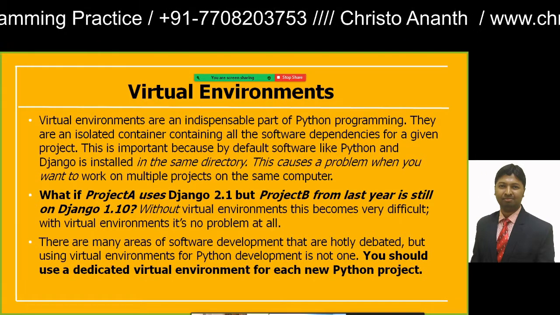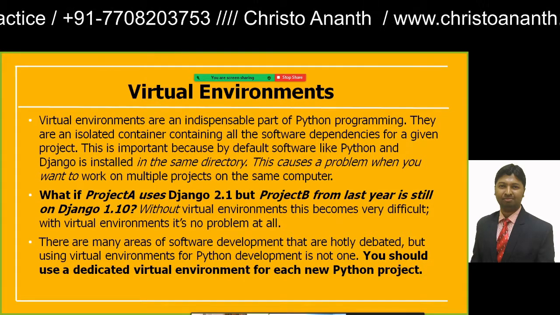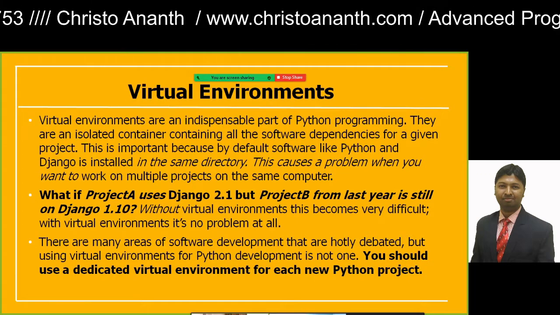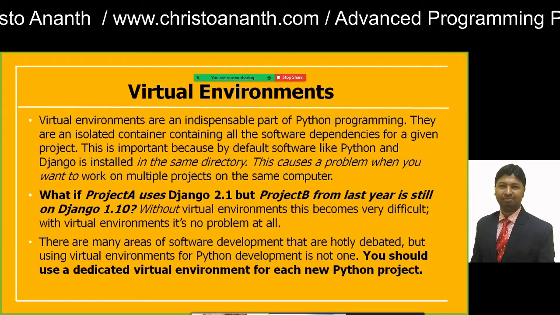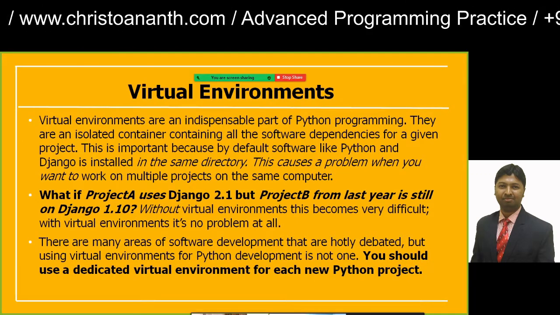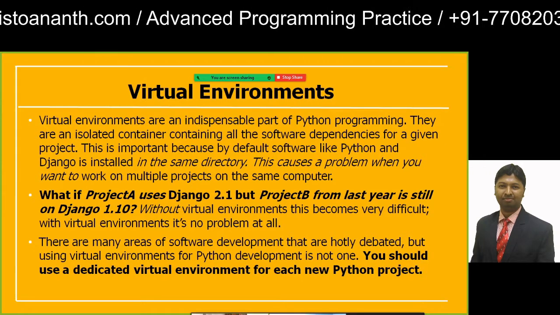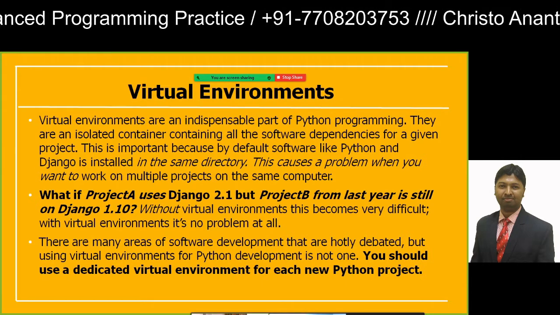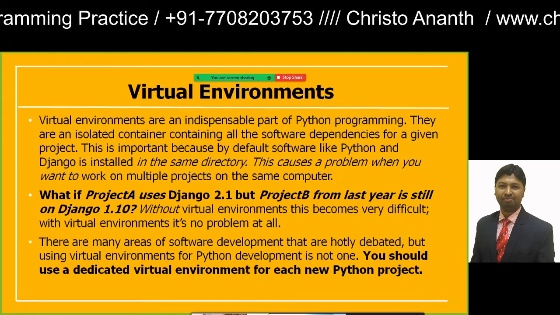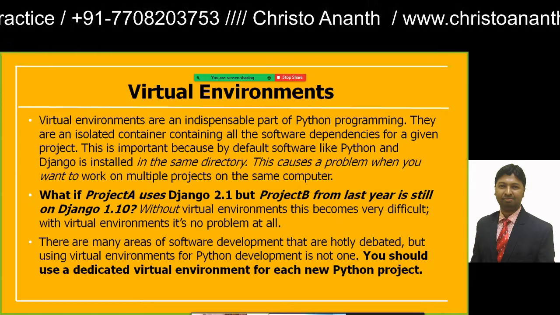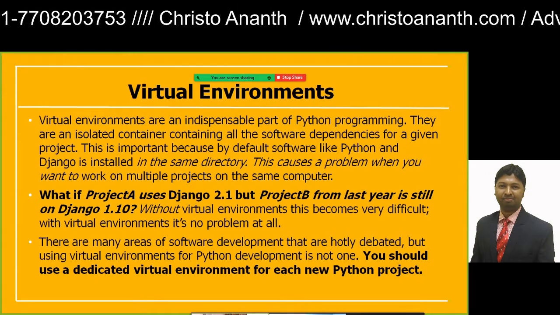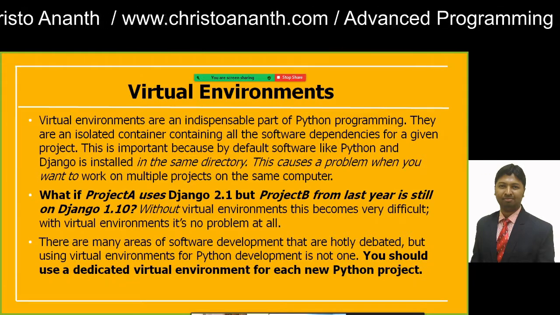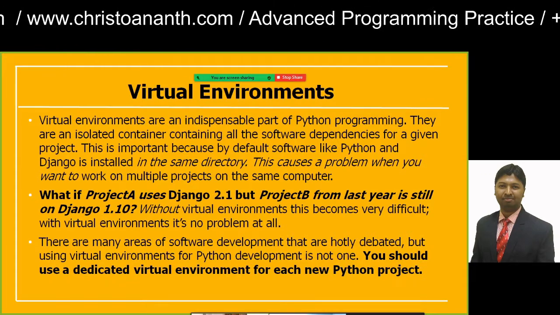For example, if you use project A and project B, project A uses Django 2.1 and project B uses the earlier version 1.10. Okay, so in this case without a virtual environment it's very difficult. If you are having the virtual environment there is no issue at all. Okay, right? So Python development is not one-size-fits-all, but you should use a dedicated virtual environment, venv, for each Python project. So it becomes real and interactive as well.